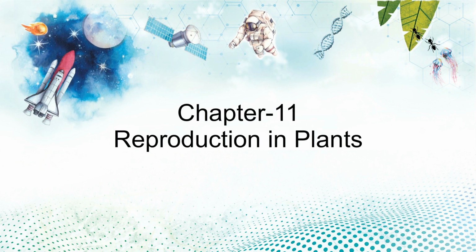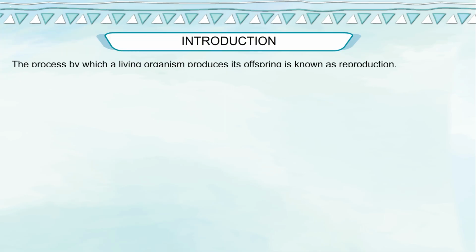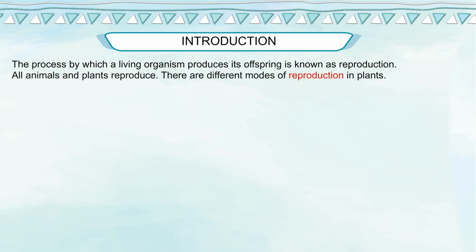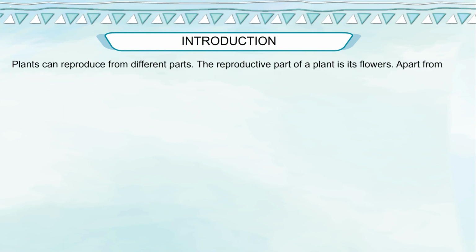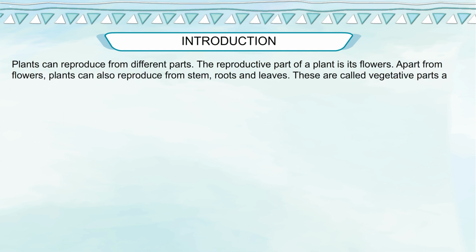Reproduction in plants. Introduction. The process by which a living organism produces its offspring is known as reproduction. All animals and plants reproduce. There are different modes of reproduction in plants. Plants can reproduce from different parts. The reproductive part of a plant is its flowers.